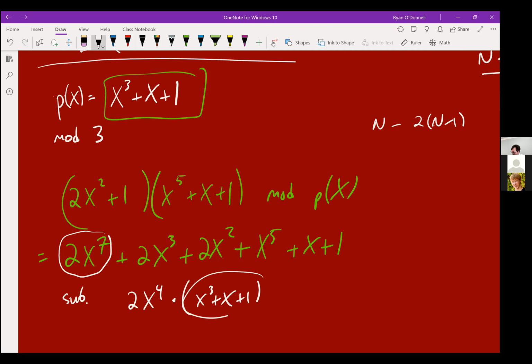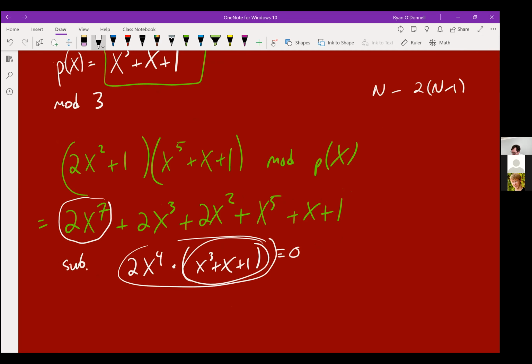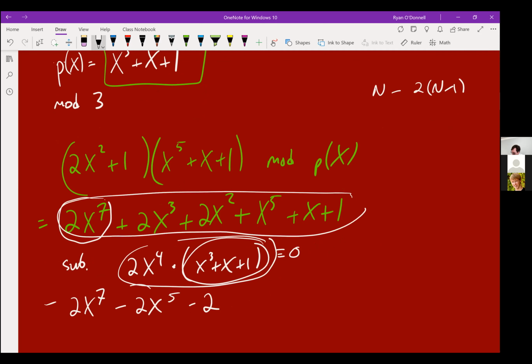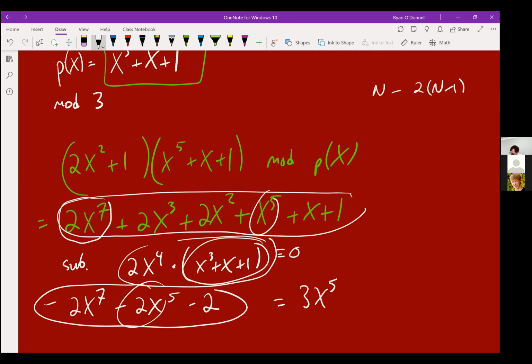Since this is supposed to count as 0, that means this whole thing also counts as 0. If I subtract this out, I'm subtracting 2x^7 minus 2x^5 minus 2, so I'm doing this minus this. The highest power is x^5, so I get 3x^5 from here, plus 2x cubed plus 2x squared plus x. And then 1 minus minus 2 is plus 3.